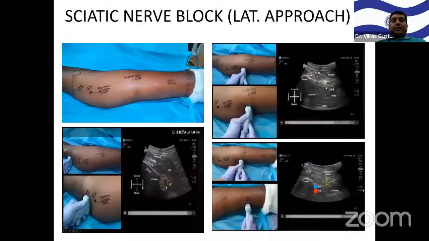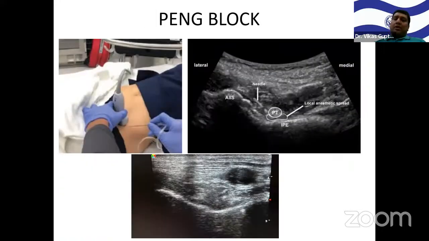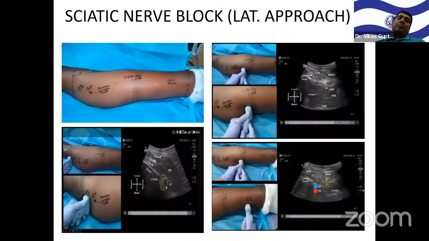So that is called the PENG block. Now we will discuss the sciatic nerve block. In this PENG block we can't give it blind. You have to use the USG in the PENG block. Like the sciatic nerve block that we were using previously, we have to put the patient in prone position or lateral position. It is very difficult for the patient to turn to prone or lateral position. So a newer approach has come, where we can give the sciatic nerve block by a lateral approach.